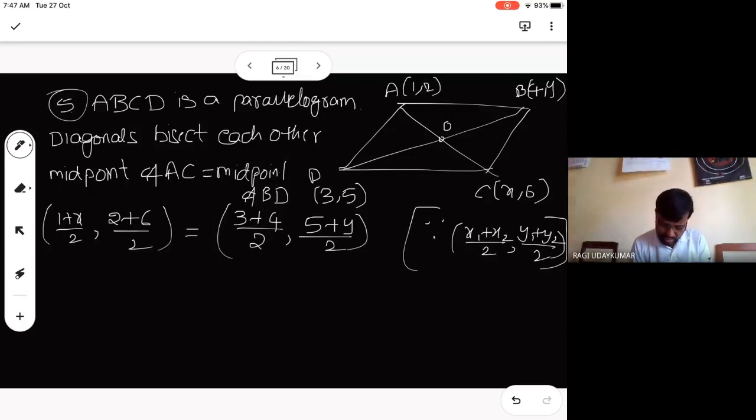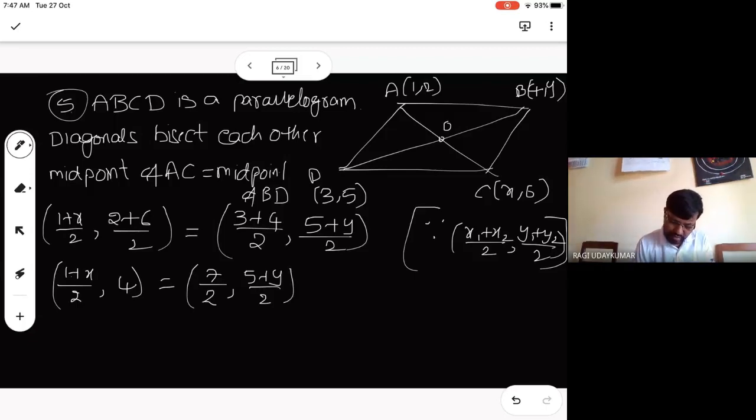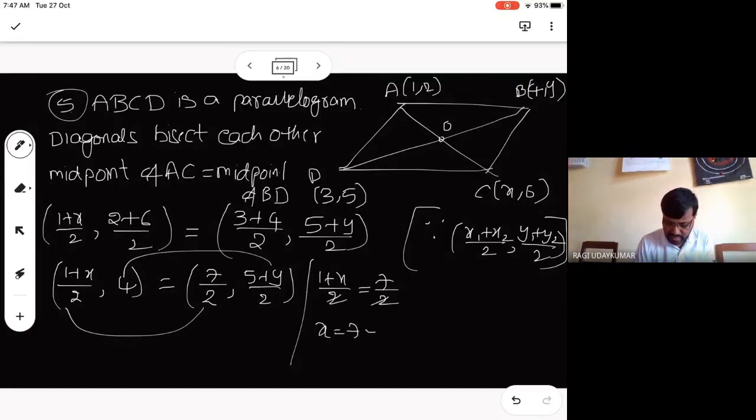Okay, so now here we have to simplify this: 1 plus x by 2, and this is 8 by 2. 8 by 2 is nothing but 4 you will get. This is 7 by 2. You are going to get this one, y plus 5 by 2. So now equate the x coordinate, equate the y coordinate. We get 1 plus x by 2 is equal to 7 by 2. Denominator will get cancelled. X is equal to 7 minus 1, x is equal to 6.